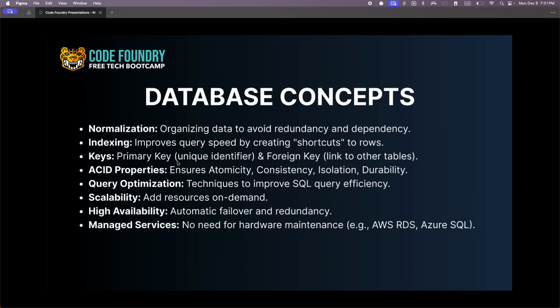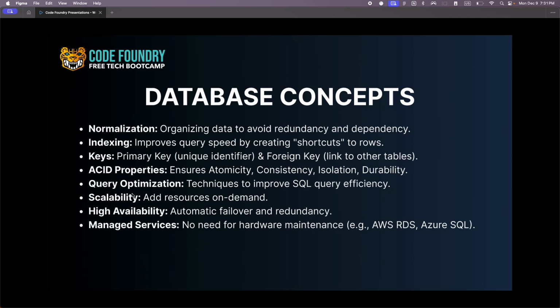So this is having to do more with SQL databases, but our primary key is a unique identifier for our table, and a foreign key is a link or another key that exists in another table. ACID properties are very important. They ensure atomicity, consistency, isolation, and durability, and we'll talk more about that in a minute. And then we have query optimization. That's to improve SQL query efficiency. Scalability, which is adding resources on demand.